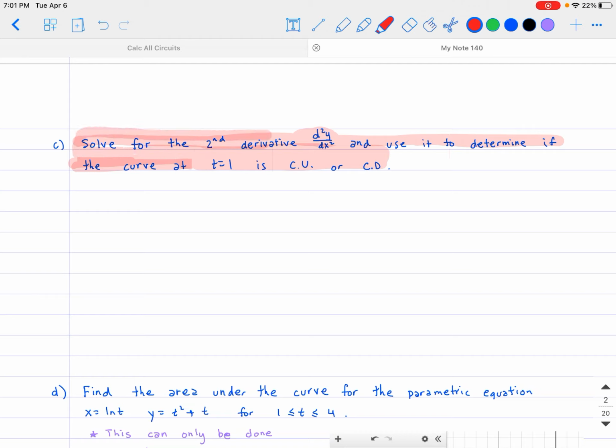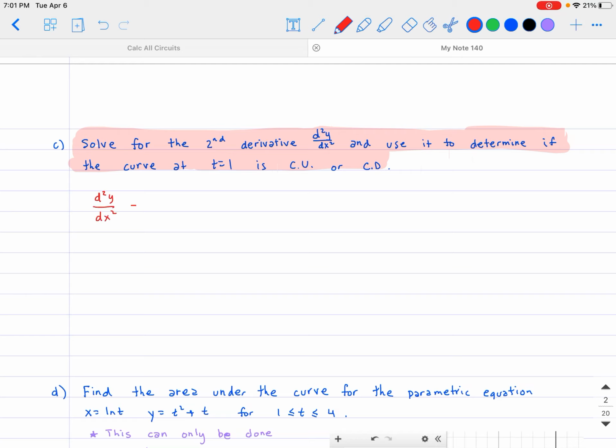So if you remember, the second derivative deals with concavity, and that's what I'd like to solve for. I want to know, is it going to be concave up or concave down over there? Now, once again, let me write the second derivative, which is written in the form of d squared y divided by dx squared.